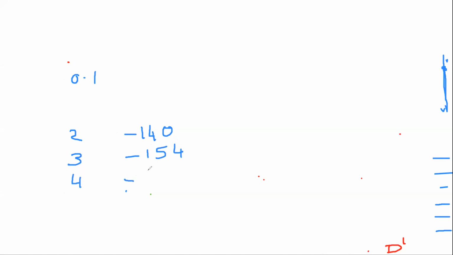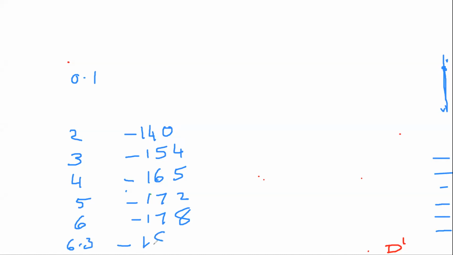Okay. 5 is minus 172. 6 is minus 178. For us, this is only important, right? 6 is minus 178. But then 6.3 is minus 180. Then 7 is minus 183. Then 8, 9, 10, some values.